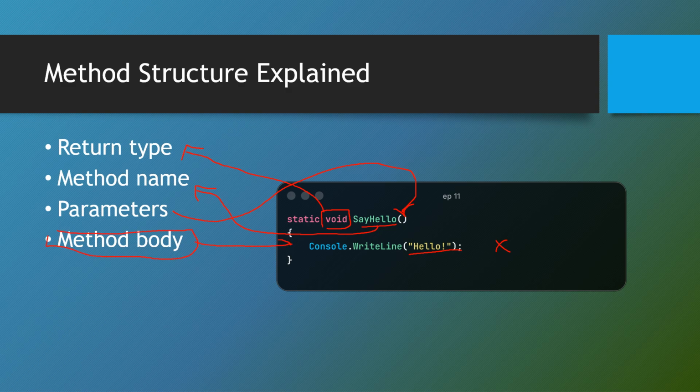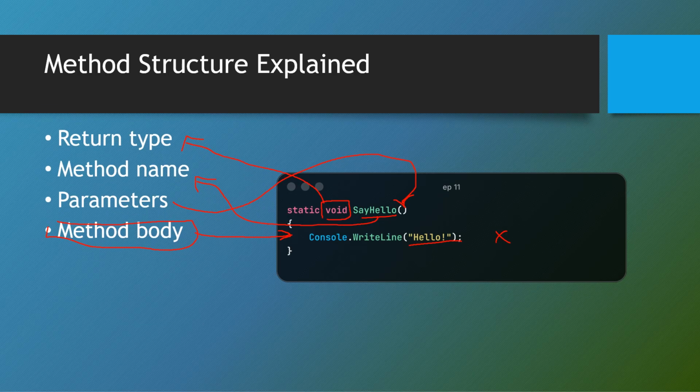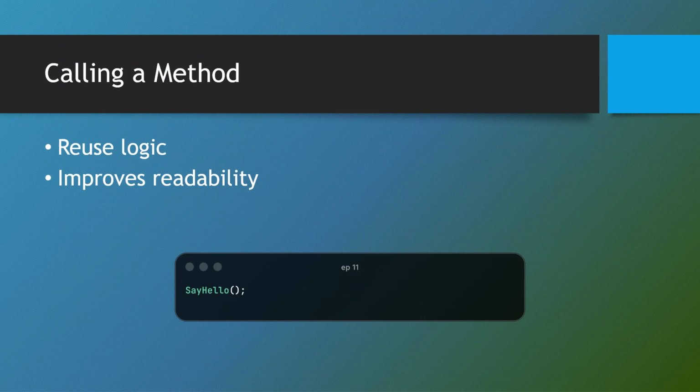Calling a method. What actually happens? Creating a method doesn't do anything by itself. To make it run, you must call it by name. When the program reaches the method call, execution jumps to the method. The method runs line by line. Control returns to where it was called. This separation keeps your main program clean and readable.